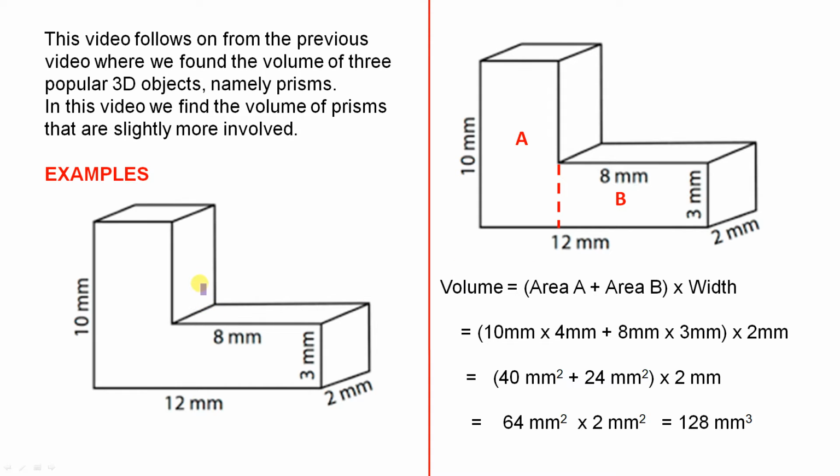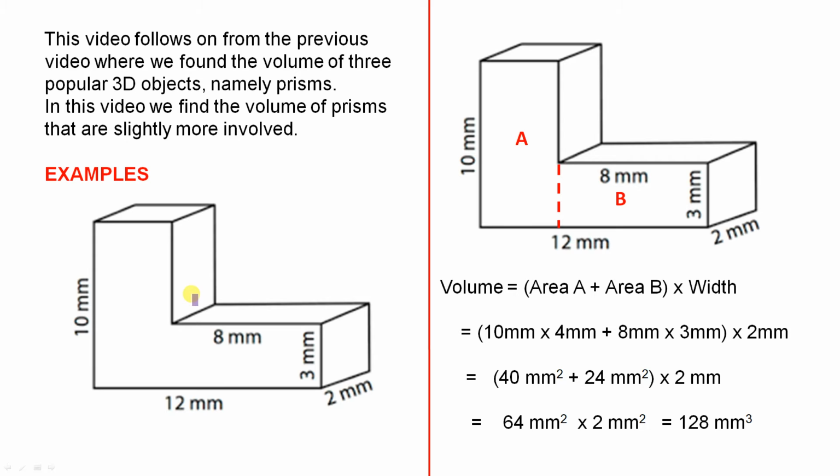So here's an example of a prism, and it looks a little bit different from the prisms we saw in the previous video. However, we've been asked to find the volume of these types of prisms, and let's see how we go. So it's sort of like an L-shape, if you like, and we've got all the measurements we need. What we've done is reproduce this three-dimensional object over here, and we've put a dotted line there to divide it into two separate parts.